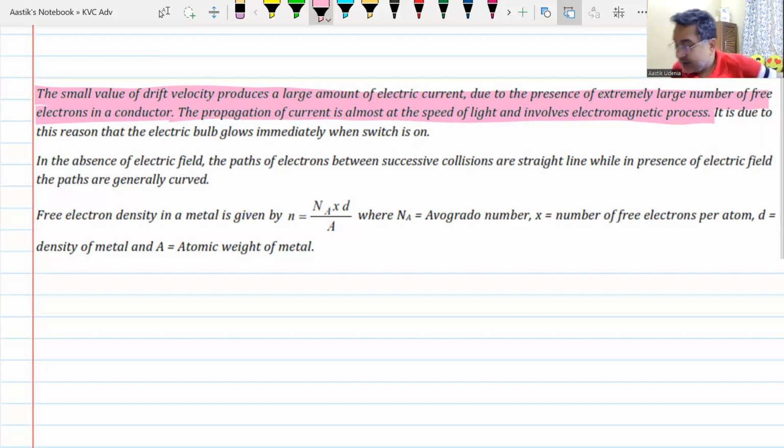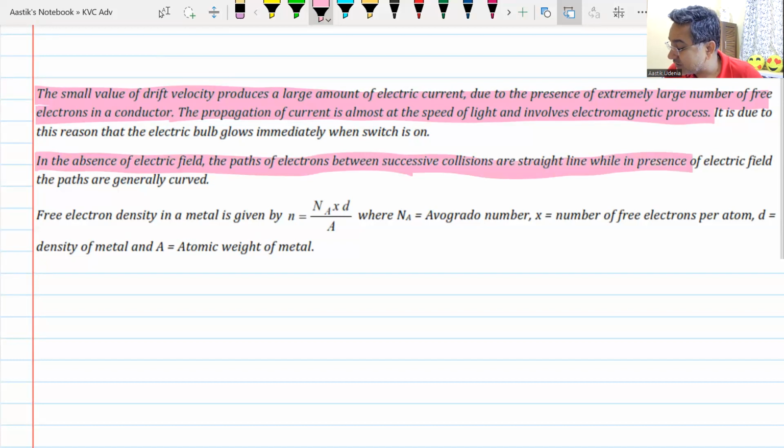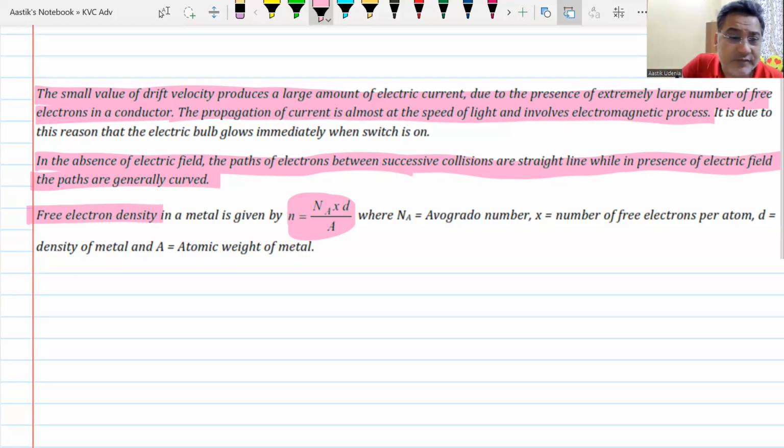Yes, sir. In the absence of electric field, the path of electrons between successive collisions is a straight line, while in the presence of electric field, the paths are generally curved. Again, it's a question based on your knowledge. The free electron density, number of electrons per unit volume, is given by this formula. You can easily calculate this. If you want, you can remember the formula. I don't think this will come. It will be a question involving a lot of calculations. Just note it down.